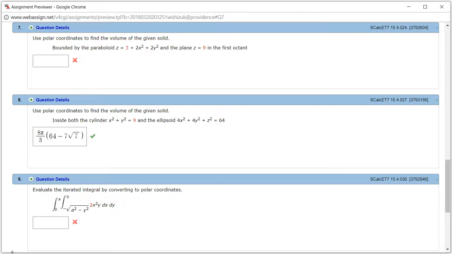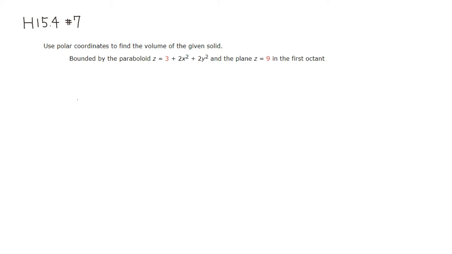All right, let's look at homework 15.4, problem number 7. We want to find the volume of the following solid. Let's do that. We have a paraboloid, z equals 3 plus 2x squared plus 2y squared. I guess it's a paraboloid.